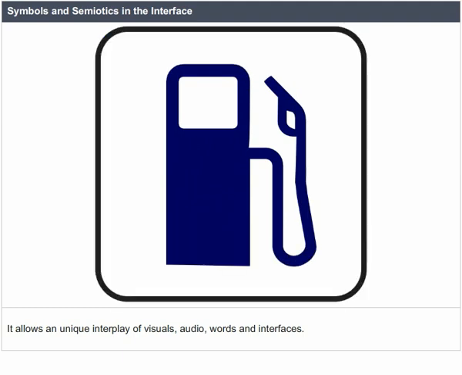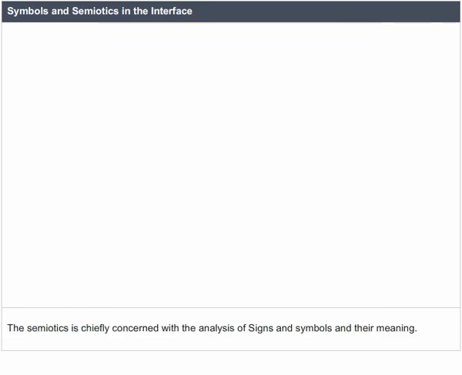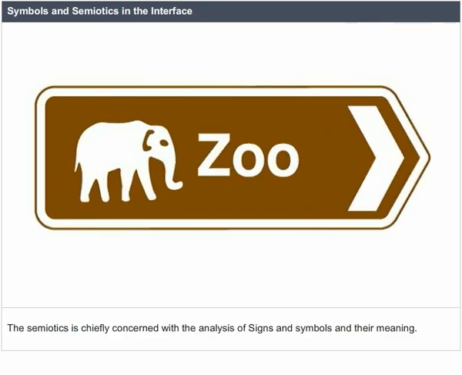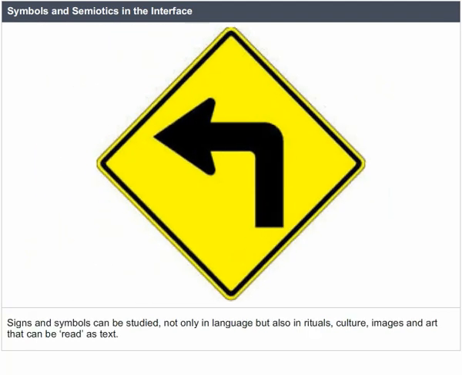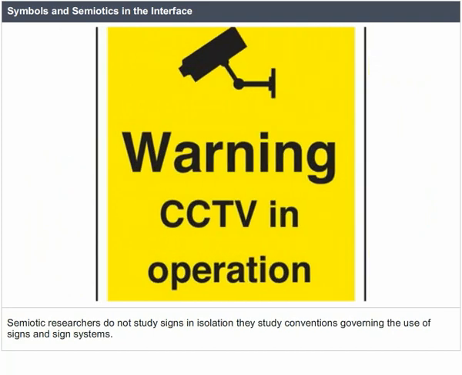Symbols and semiotics in the surface. Semiotics is chiefly concerned with the analysis of signs and symbols and their meaning. Signs and symbols can be studied not only in language but also in rituals, culture, images, and art that can be read as text. Semiotic researchers do not study signs in isolation. They study conventions governing the use of signs and sign systems.